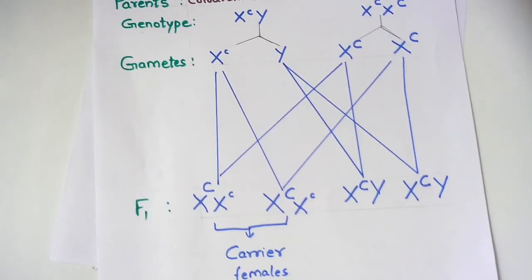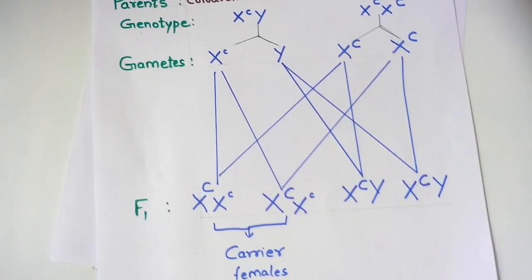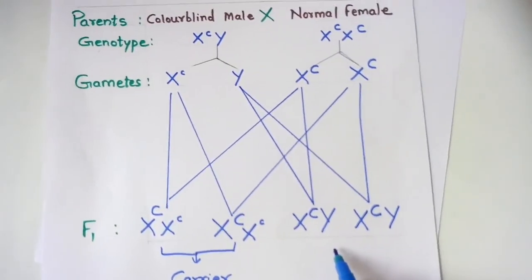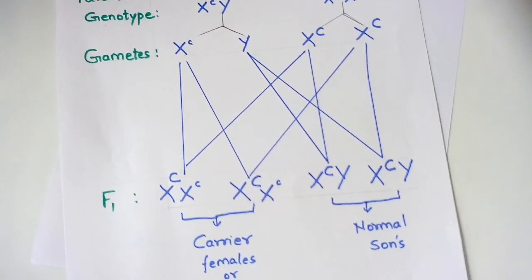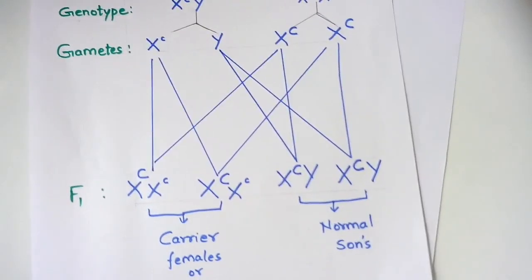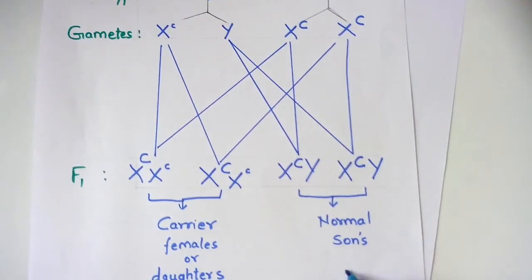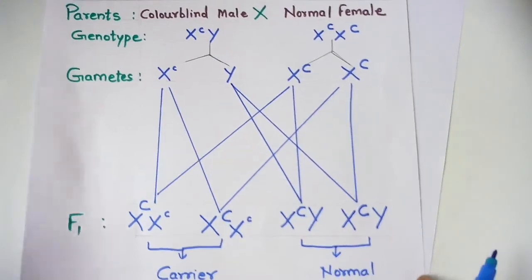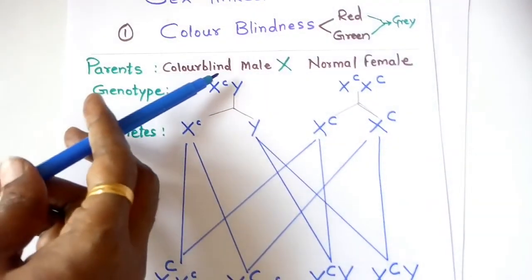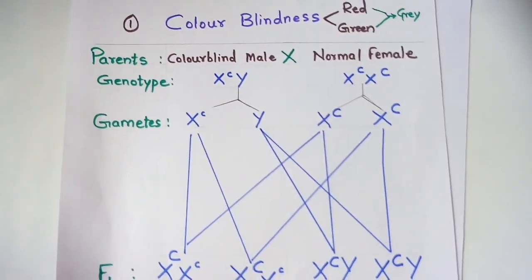Generally the offsprings are called daughters and sons. Whereas these two offsprings are normal sons, because they are not carrying the recessive gene on the X chromosome. That means 50% offsprings, that is daughters, are carriers, whereas 50% offsprings, that is sons, are normal. Now the gene has been transmitted from father to daughter.